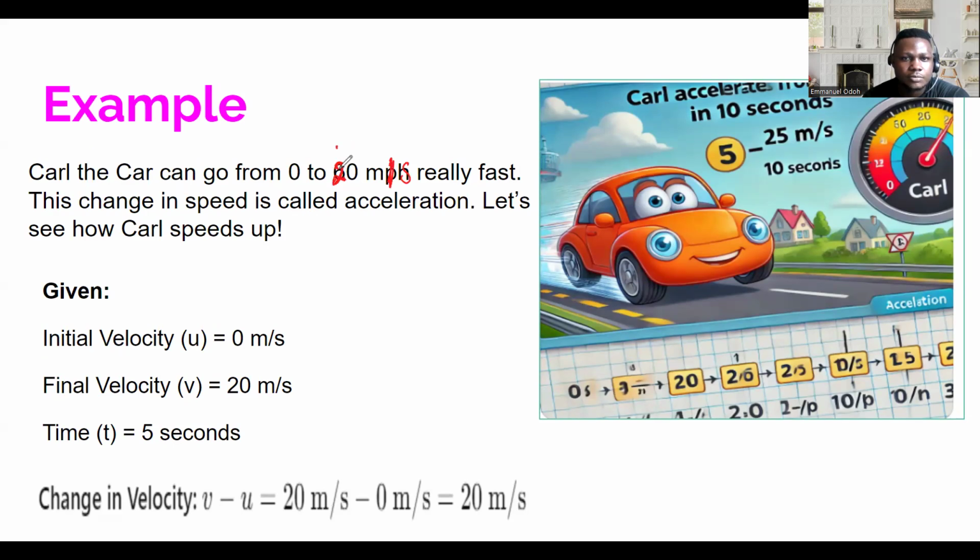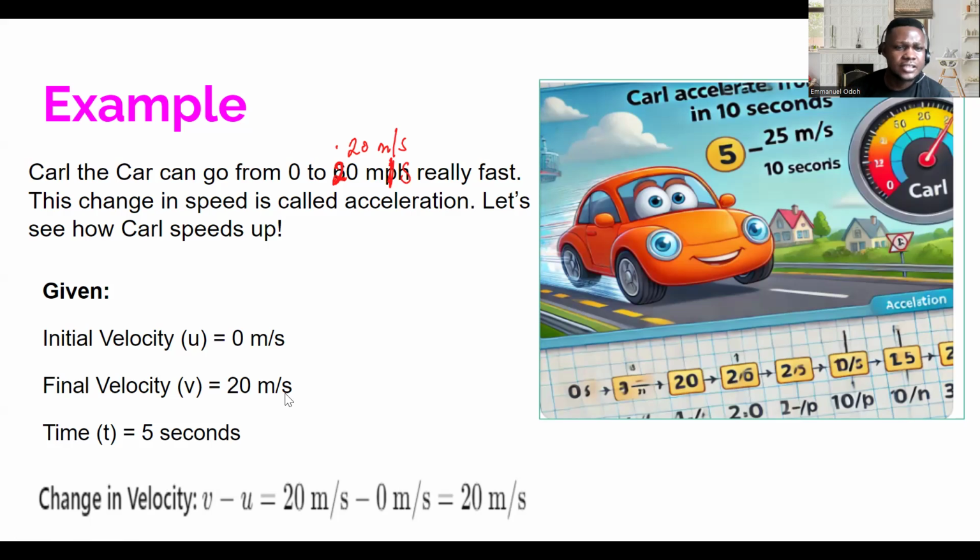Yeah, this is 20 meters per second. So the car is moving at 20 meters per second, and it's really fast. So let's see, how do we calculate the acceleration? The acceleration is the change in velocity with respect to time. So we need to get the change in velocity.